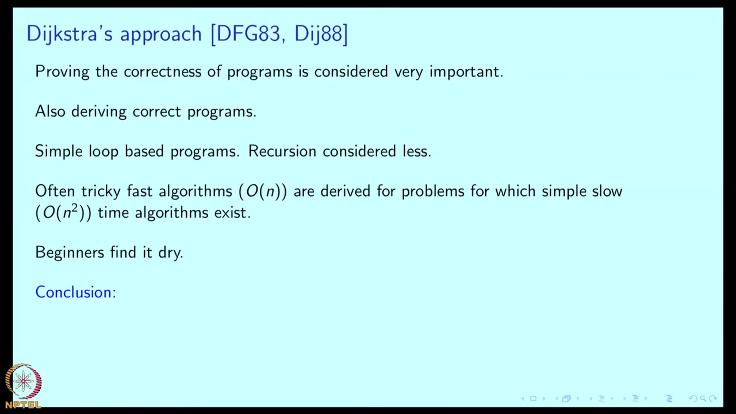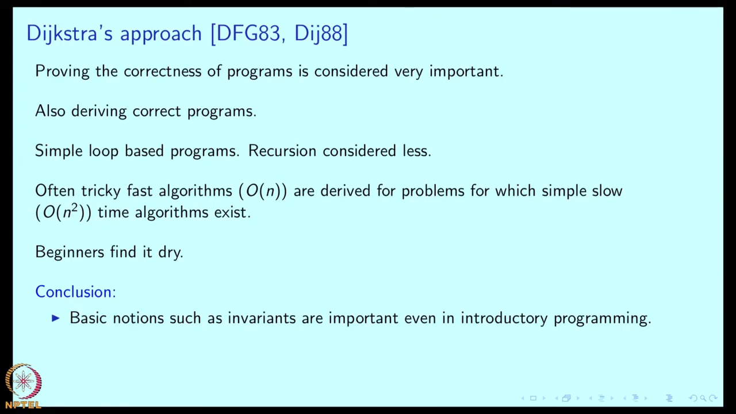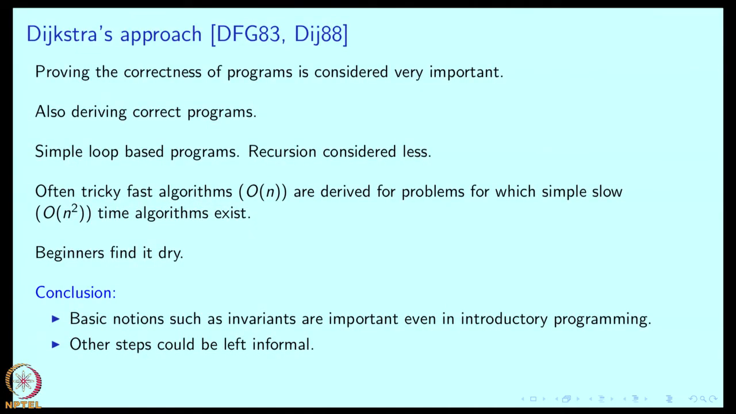So what do we conclude from this? We believe that basic notions such as invariants are important even in introductory programming. Invariants are a very strong idea that comes out of Dijkstra's approach, and we feel that that is important. However, we don't want to go all the way and only derive programs or prove everything about a program very formally. So what we are going to take away from Dijkstra's approach is that we should be stressing invariants even when we talk about introductory programming, but perhaps other steps could be left informal.